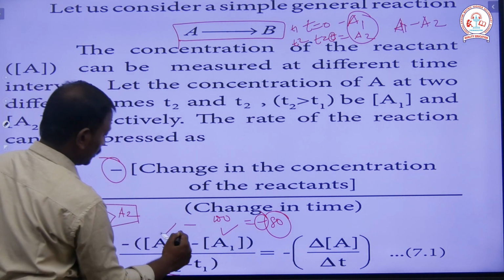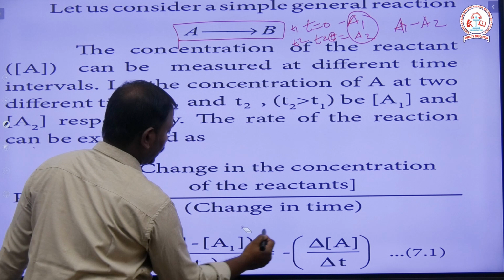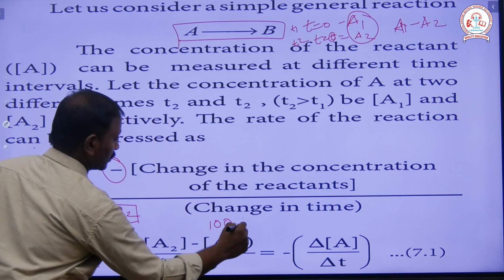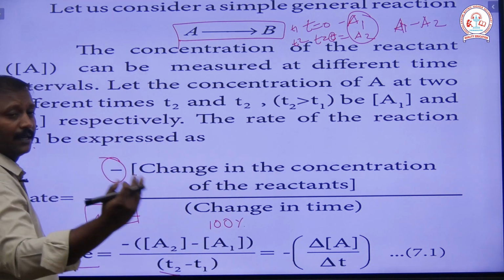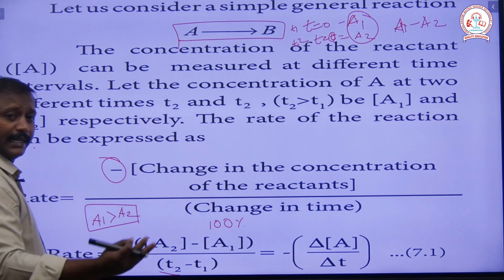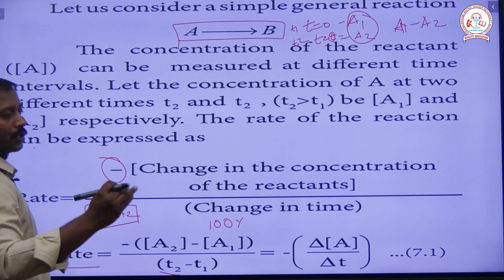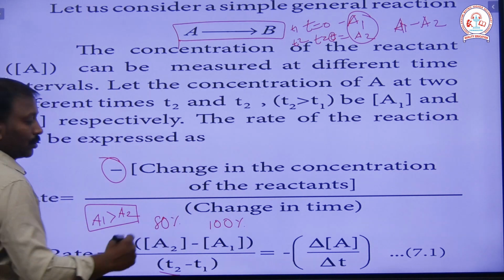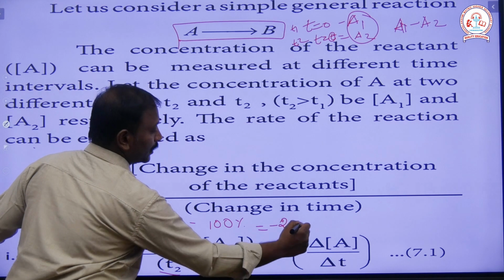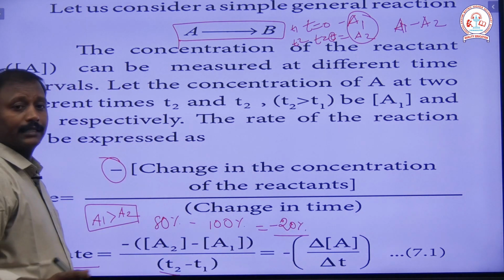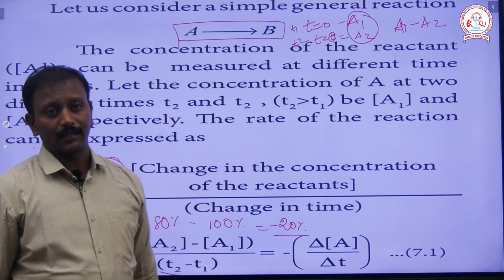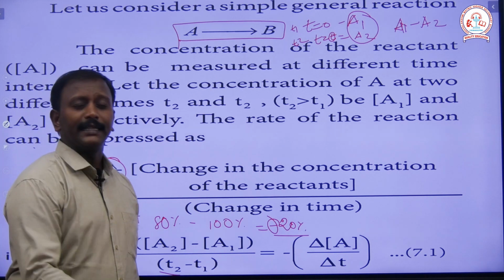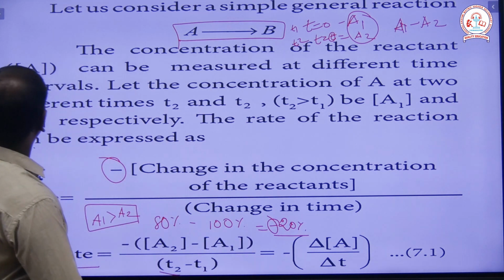Children, listen. The initial concentration is 100%, and when t equals 0 it means 100%. After some time, say 10 minutes, 20% has reacted, so the remaining is 80%. So 20% of the reactants converted into the product side. That negative sign indicates the decrease in concentration. That is the meaning of the negative symbol.